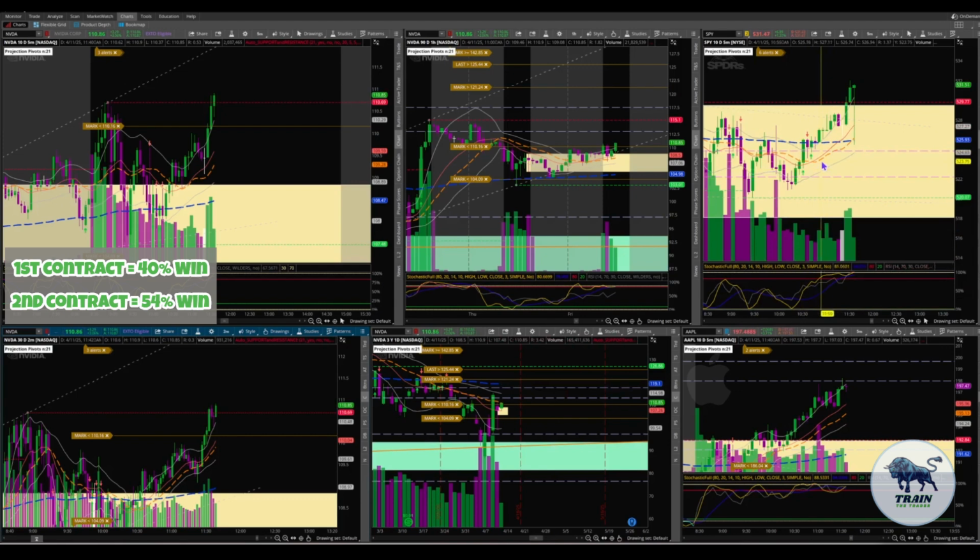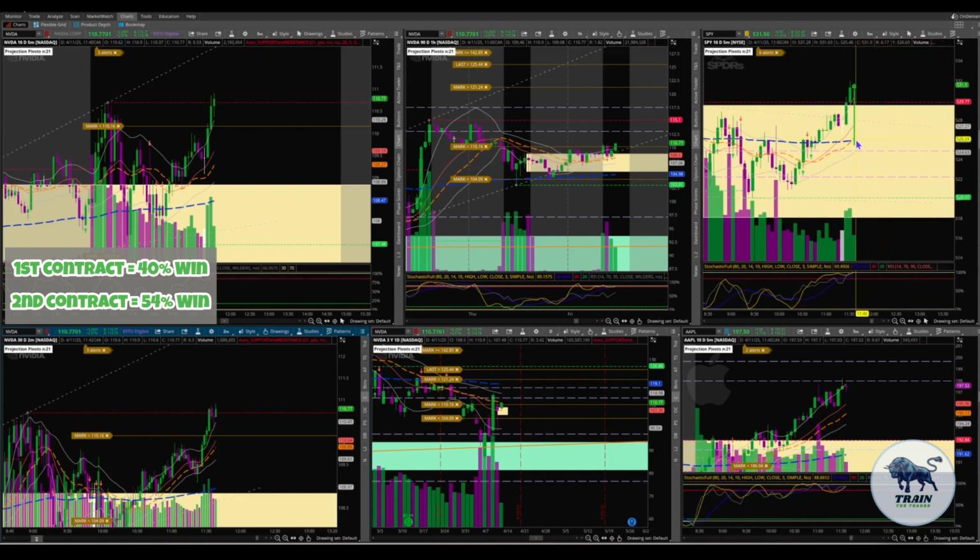Holy shit. I just saw... Do you guys see this? Look over here on my top right window. Look at this wick off a SPY. Oh my God. That is huge for bulls.